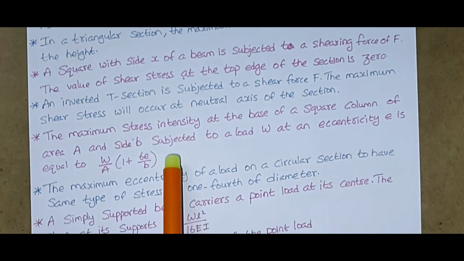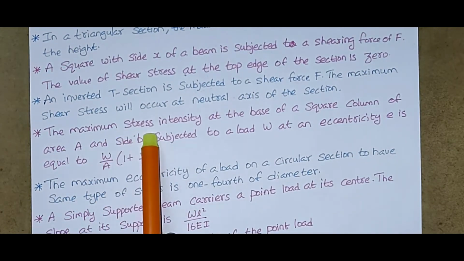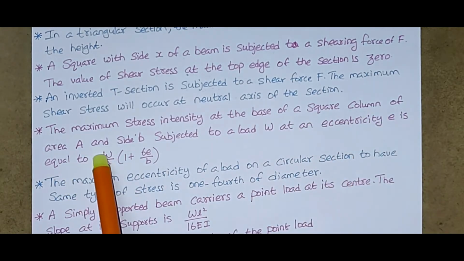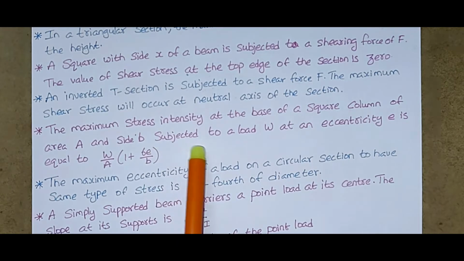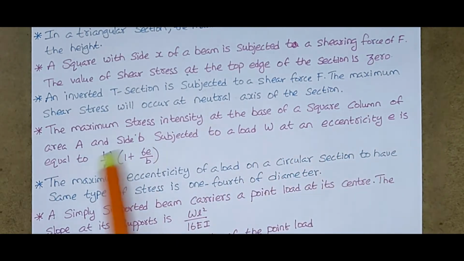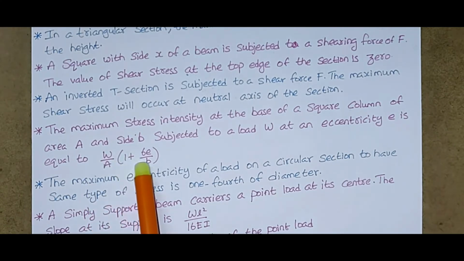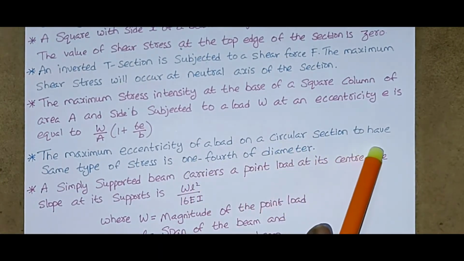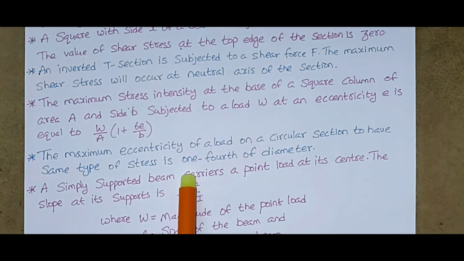The maximum stress intensity at the base of a square column of area A and side B, subjected to a load W at an eccentricity E, is equal to W by A into 1 plus 6E by B. The maximum eccentricity of a load on a circular section to have the same type of stress is 1/4 of the diameter.